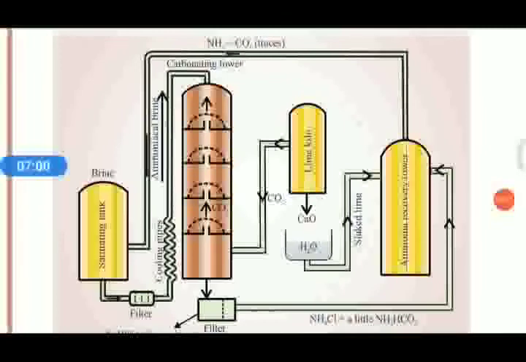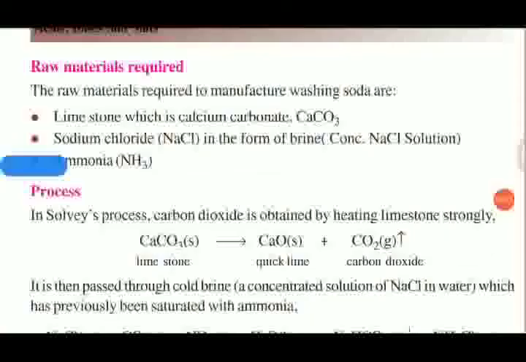This is the setup for making baking soda. We can go through the steps. First, the raw materials required. The following materials are required for starting the Solvay process. First one, limestone, which is calcium carbonate, CaCO3. We get it from the seabed. Sodium chloride in the form of brine, that means concentrated sodium chloride solution. Ammonia, NH3. By using these three raw materials, we can easily develop baking soda using the Solvay process.